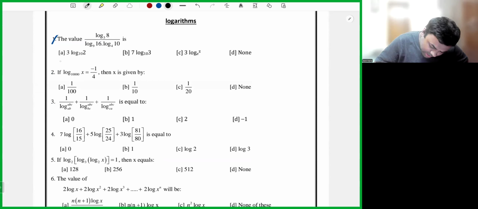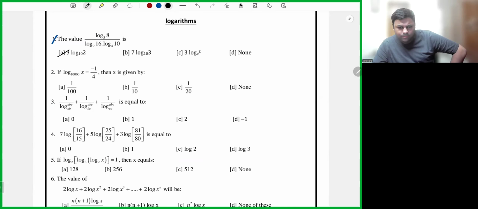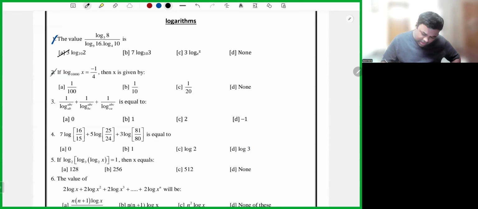So what's the answer? The answer is option A. Simple, nothing much difficult. Next, question number 2: log x to the base 10. Already we have done this sum. Converting log into number, cross product.